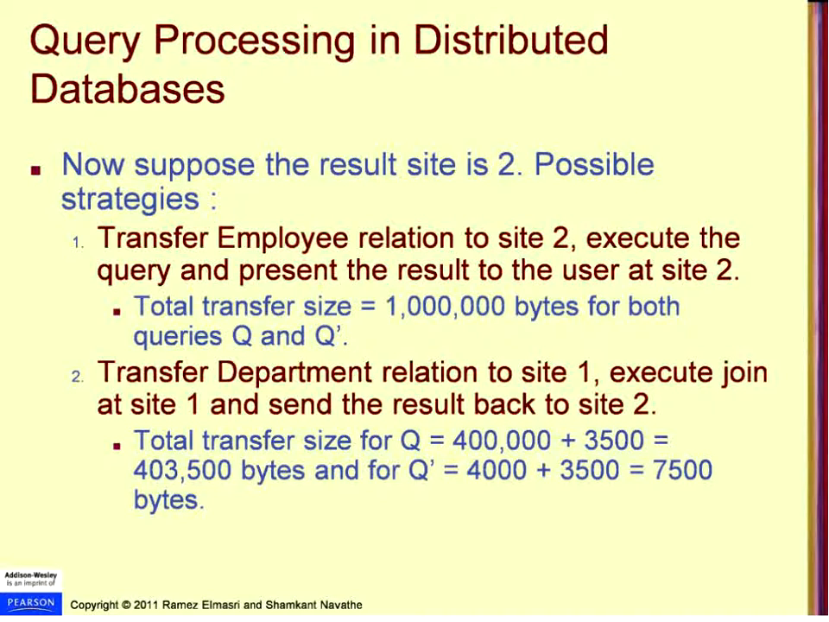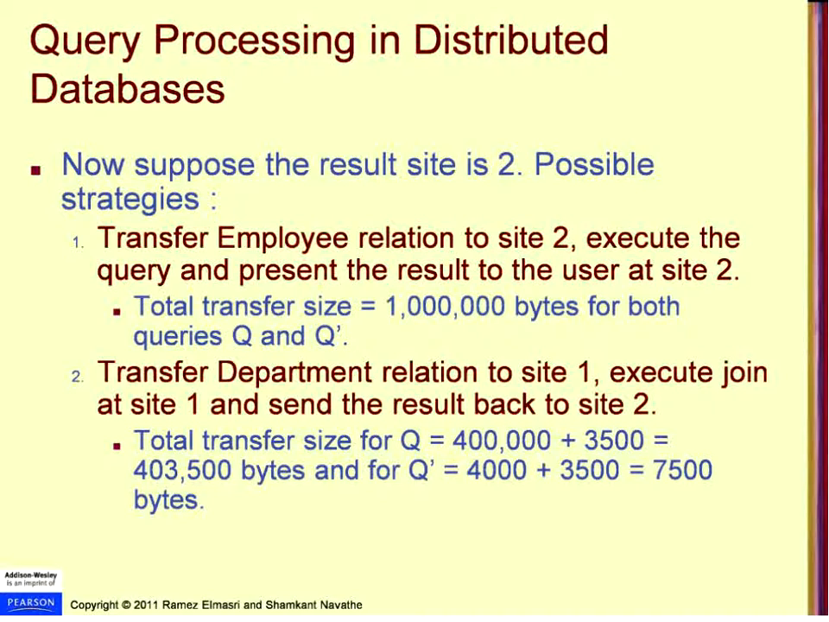Now suppose another scenario, where the result site is site 2. Suppose there is no site 3, there is site 1 which has the employee relation, there is site 2 which has the department relation, and site 2 needs to produce the result. Now the possible strategy can be to transfer employee relation to site 2, execute the query, and present the result to the user at site 2. Now this requires a total transfer of 10 raised to the power 6 bytes for both queries, because you will have to transfer the complete employee relation to site 2, and now site 2 can produce the result.